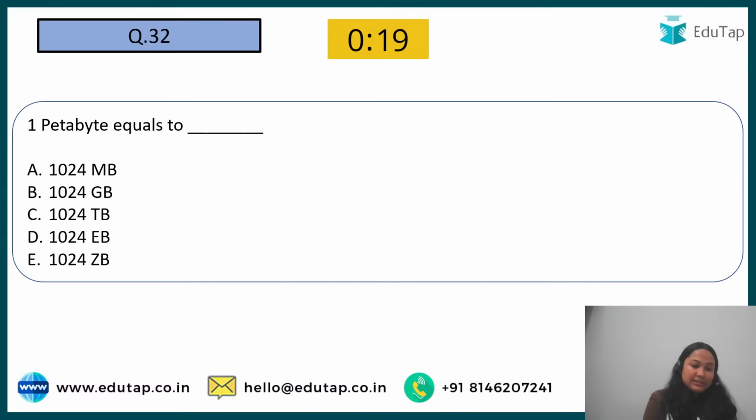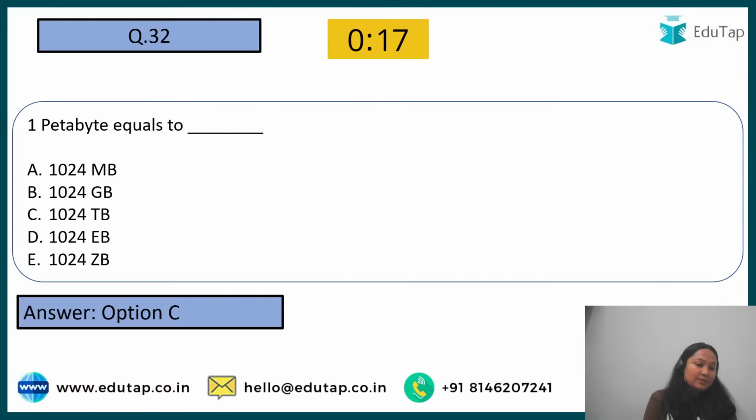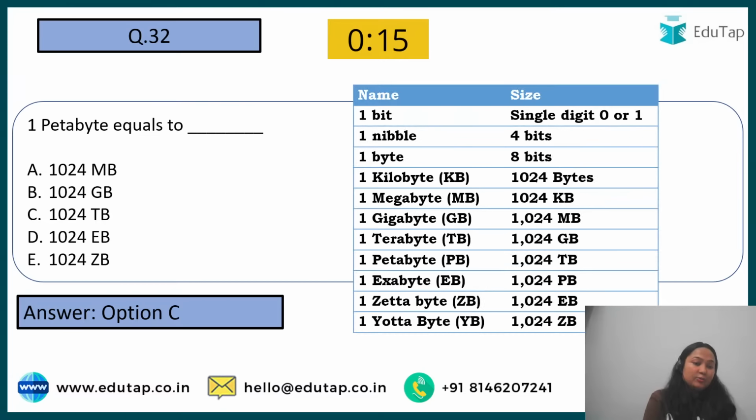The correct answer is option number C, 1024 TB. All the TB you collect will become 1 petabyte. If you are getting confused, look: bit, nibble, byte, kilobyte, megabyte, gigabyte, terabyte. Up to this you don't need to worry because up to terabyte we talk. You only need to focus on petabyte, exabyte, zettabyte, and yottabyte. These only you need to focus on.